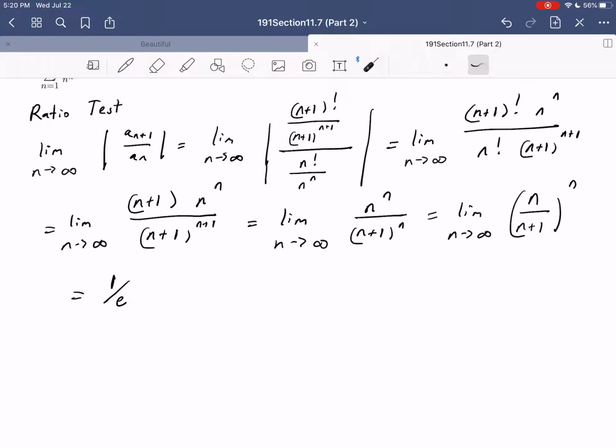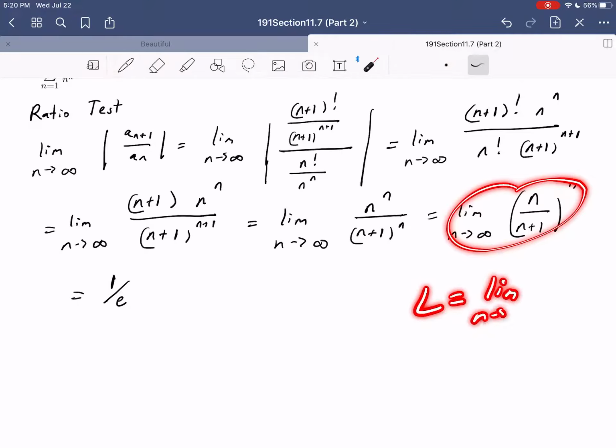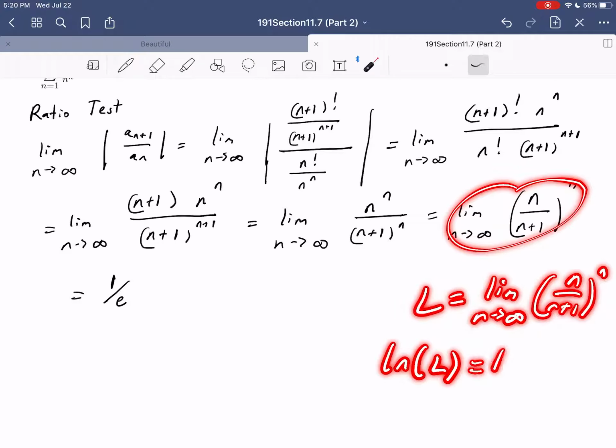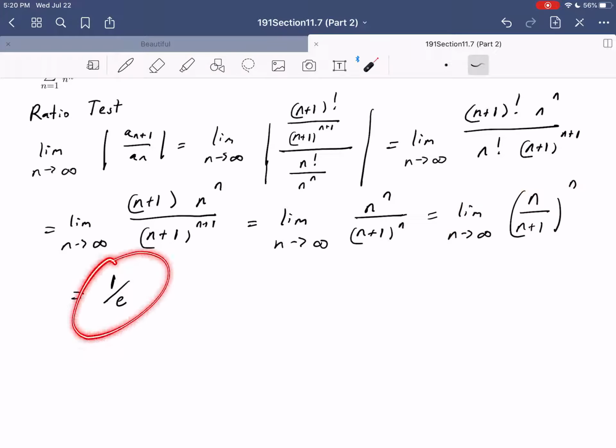You guys, if you want, you can check that by actually setting L equal to that limit. And then since it is an indeterminate form, you have to use the trick of applying the natural log to both sides and working with that. We did that in a previous one, so we know that that is 1 over e here.